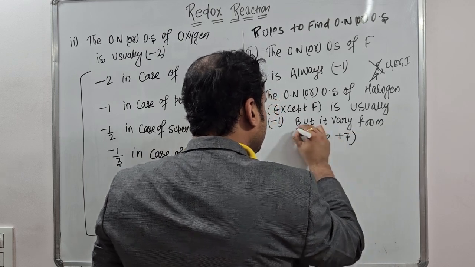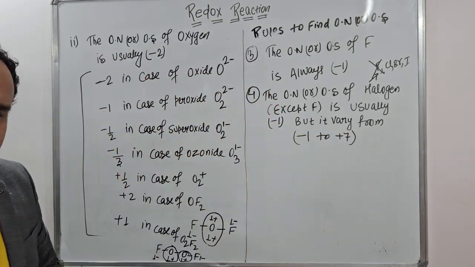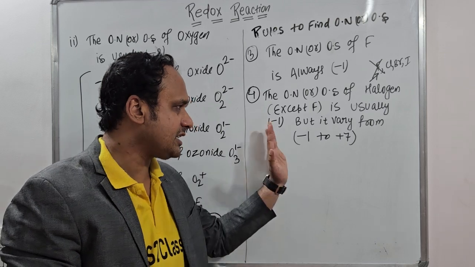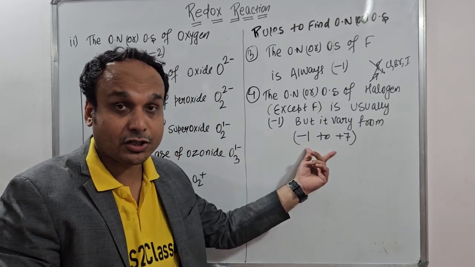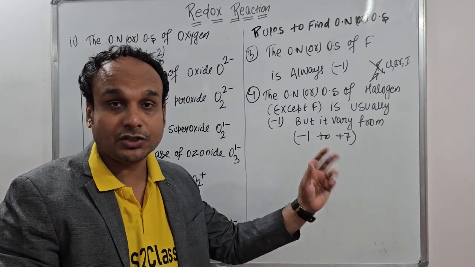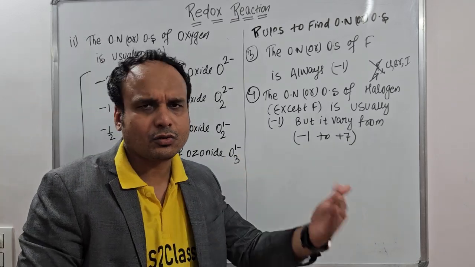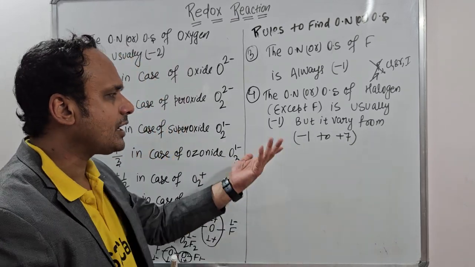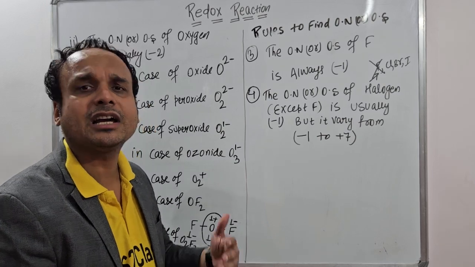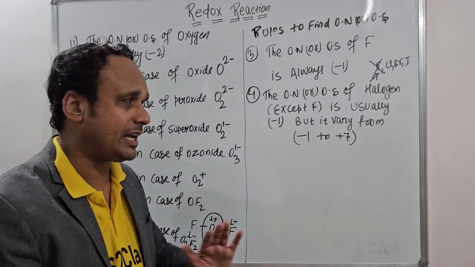It means the oxidation state of the halogen group is usually, in most of the cases, -1, but it can vary from -1 to +7. Anything: -1, 0, 1, 2, 3, 4, 5, 6 up to 7. We will solve the questions, and according to that we will come to know where the halogens, chlorine, bromine, iodine, have +1, where 0, where +2, like that.